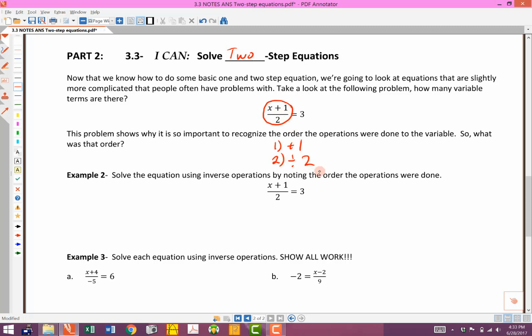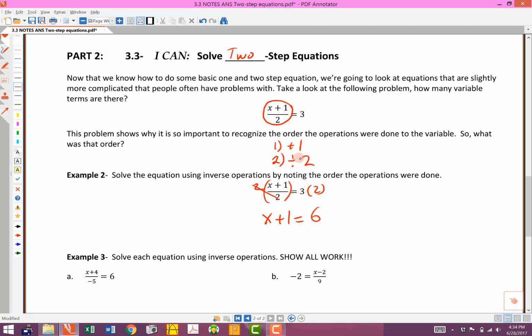If we're going to undo those things, we're going to undo them in the opposite order. So we're going to undo dividing by 2 by multiplying by 2. We're going to multiply both sides of the equation by 2. Now you'll notice what happens here. The dividing by 2 cancels with the multiplying by 2. 2 divided by 2 is 1. Those cancel to be 1. So what we end up with is just the numerator, just the top, x plus 1. And then over on this side is a 6.